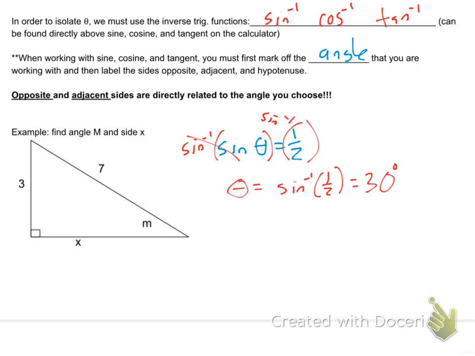Pause the video, make sure everybody helps each other out, make sure you get this right. You must get 30 degrees before moving on.